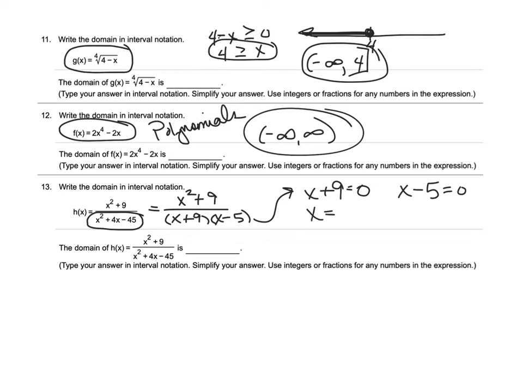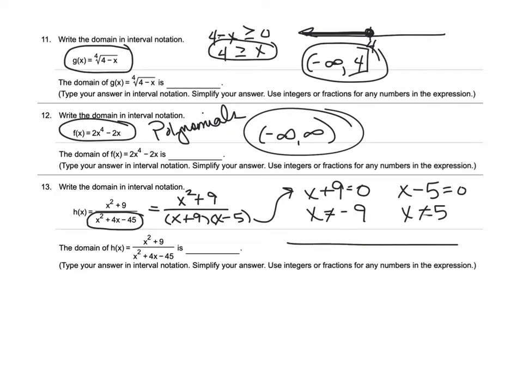You get x equals negative 9 and x equals 5. I need to erase that. So if you notice, you've got x equals negative 9, x equals 5. Those are the two values that make the denominator 0. Therefore, the domain cannot be negative 9 and 5. The domain is everything but those numbers.